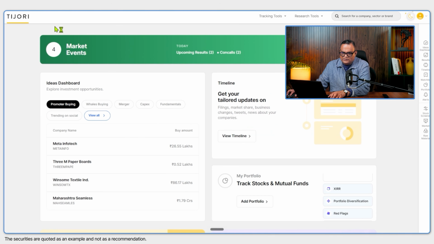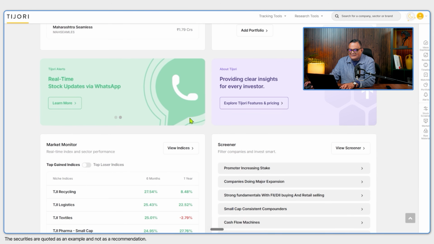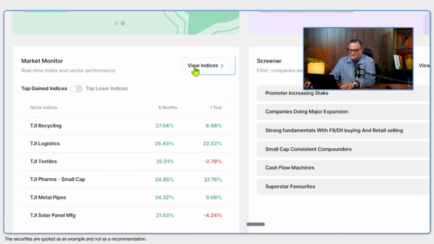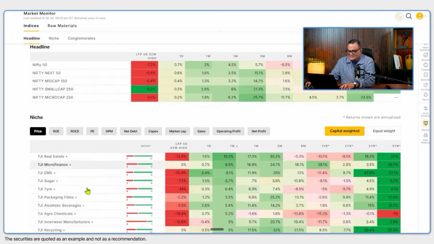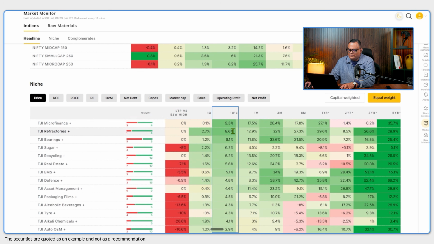So once you log into Tijori Finance, you would get to this dashboard, and once you are in the dashboard, if you scroll down, you would see these indexes, TJIs, over here. We will click on equi-weight, and that would turn this whole selection into equi-weight, and then we filter them based on 1 week. Once we filter them based on 1 week, we should also look at their performance across higher time frames, which is 1 month, 3 month, and so on.